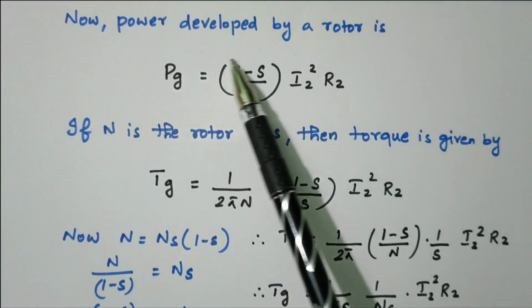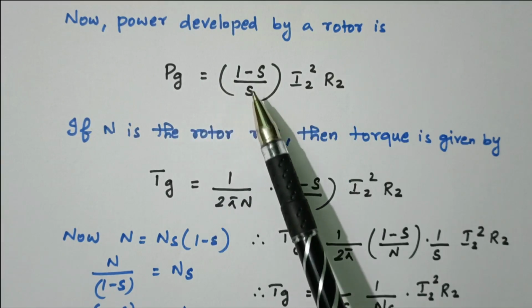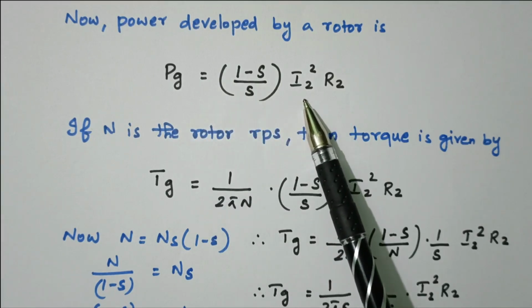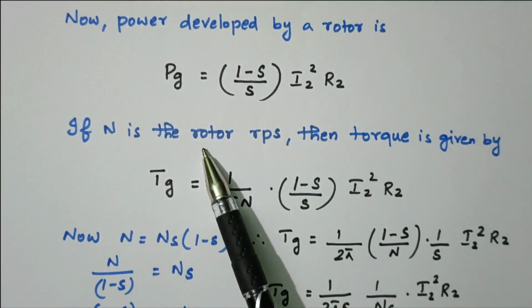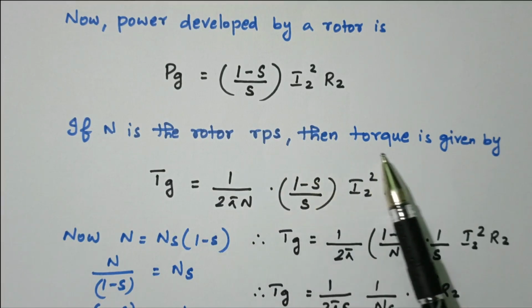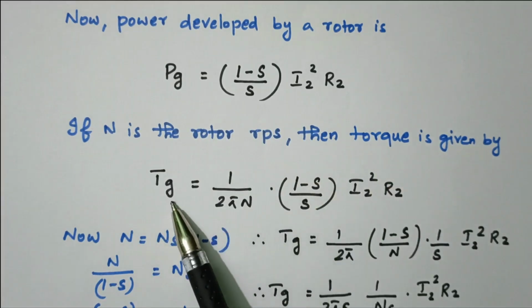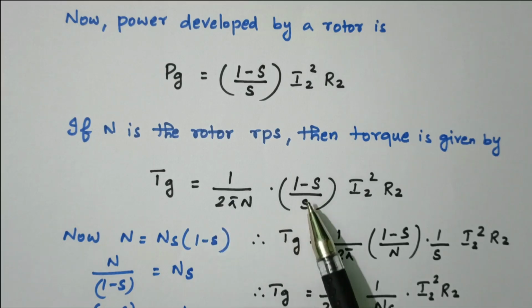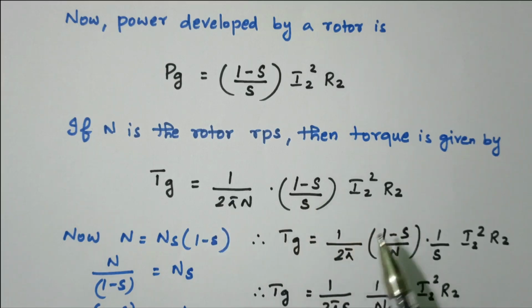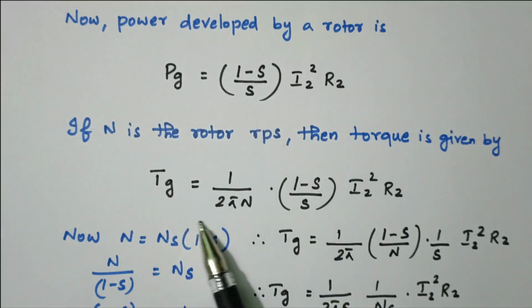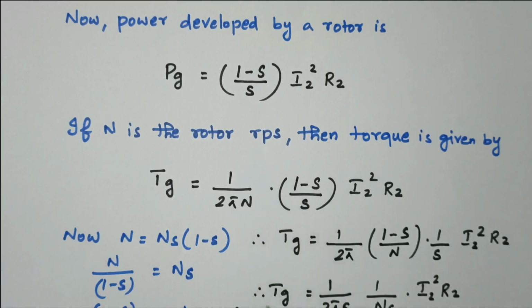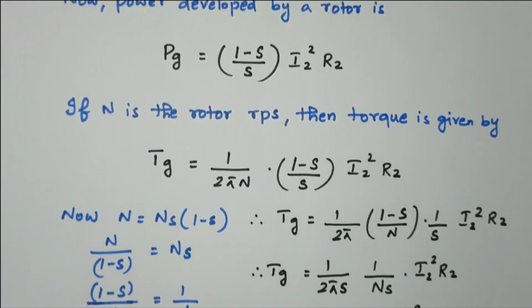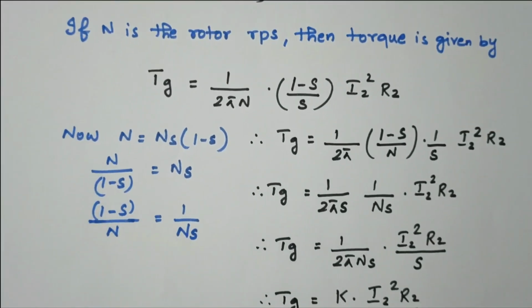Now see the power developed by the rotor: Pg equals (1 minus S) by S into I2 square into R2. So this is the general formula. If n is the rotor speed in RPS, then the rotor torque is given by Tg equals 1 divided by 2 pi n, into (1 minus s) divided by s, into I2 square R2. From the power we can write the torque equation, with the rotation in RPS. So now we have the two torques, for S and 2 minus S. Based on that we can go for further analysis.